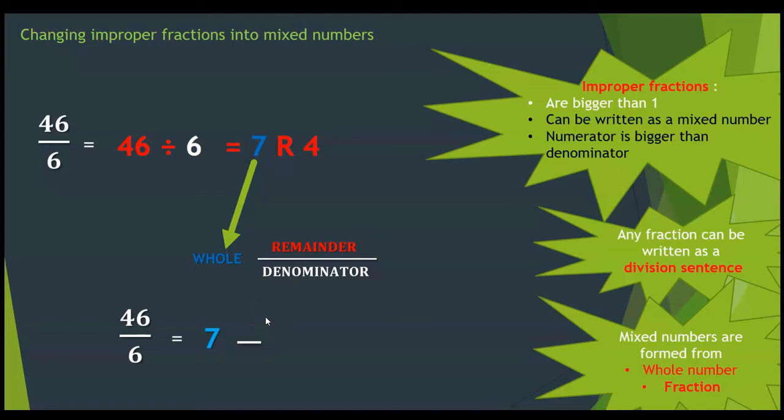So I will write the 7, then I will write the fraction part. I will start with the denominator because I don't need to think about it anymore. So it will be 6. And again, the number in the denominator is the number of parts in the one whole. And what about the number on top? What should I write? I should write the remainder. So it will be 4. So 46 over 6 as a mixed number will be 7 and 4 over 6. Is this clear?